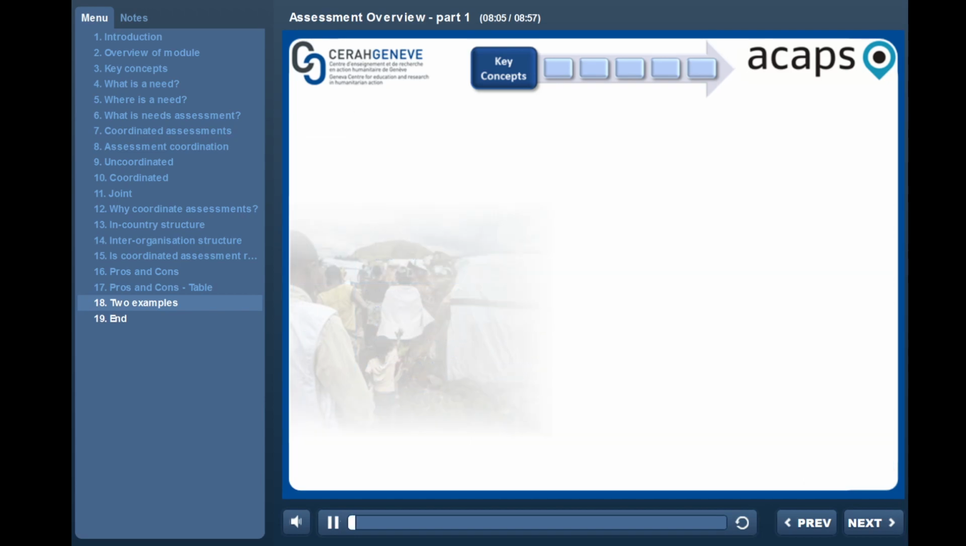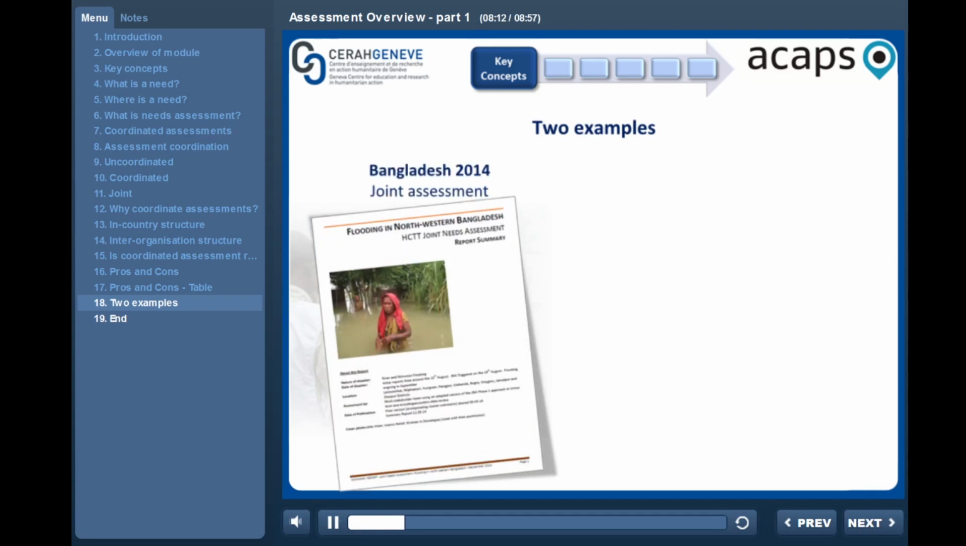These are two examples of joint and harmonized assessments. The assessment conducted by several organizations in Bangladesh during the floods of September 2014 is an example of a joint needs assessment, involving the use of common tools and methodologies for data collection and producing results within 1 week of the decision to do the assessment.